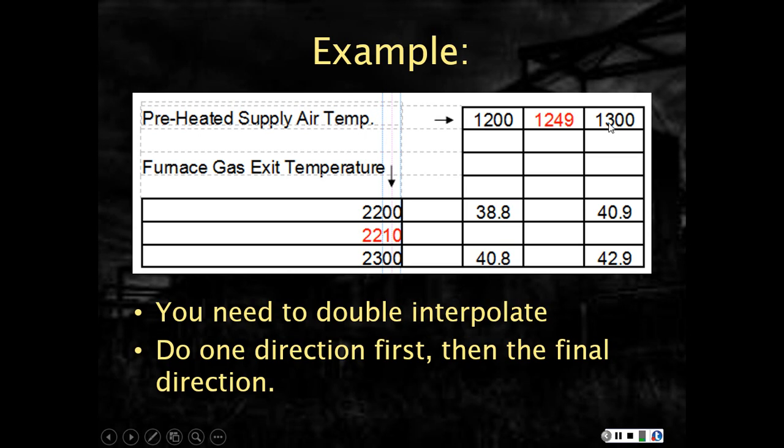Then I put in the high end. So in other words, I'm putting in the numbers that bridge both the preheat air and the exhaust air. So I put those four values in. Now what I'm shooting for is a value that's going to occupy this center square. So the bad part is that I'm going to have to do a double interpolation on it. So what you do is you do one direction first, then the final direction.